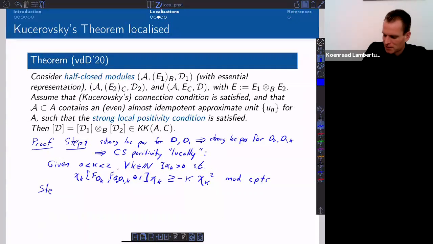And then the second step is, once we have these local estimates, we want to check that Kucerovsky's positivity condition holds globally.